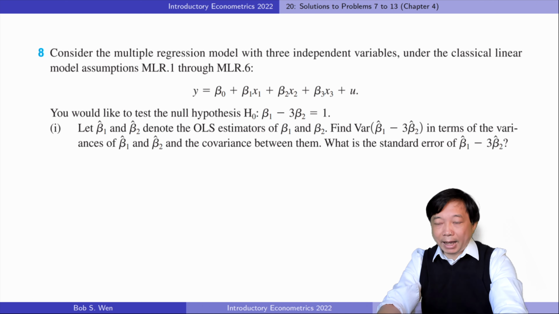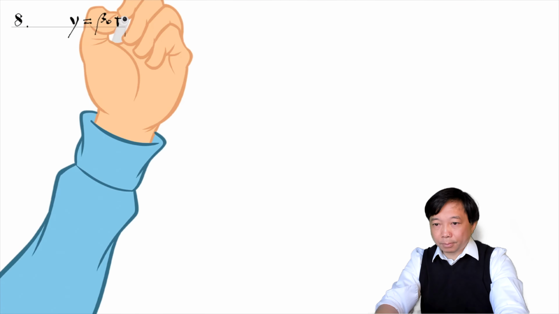Let's go to the eighth problem. The first question is to derive the variance and the standard error of a linear combination of the parameters. They are as follows.